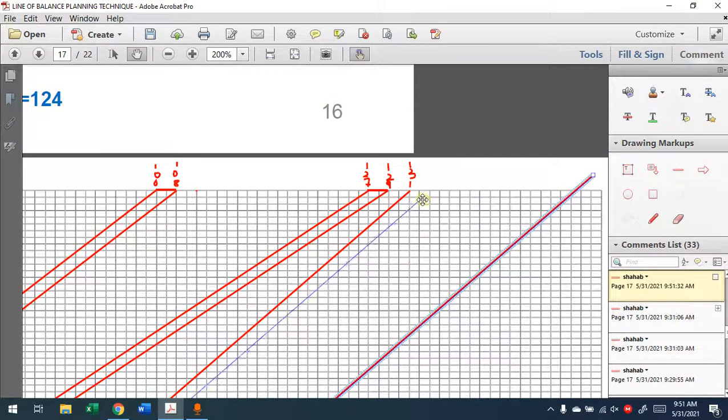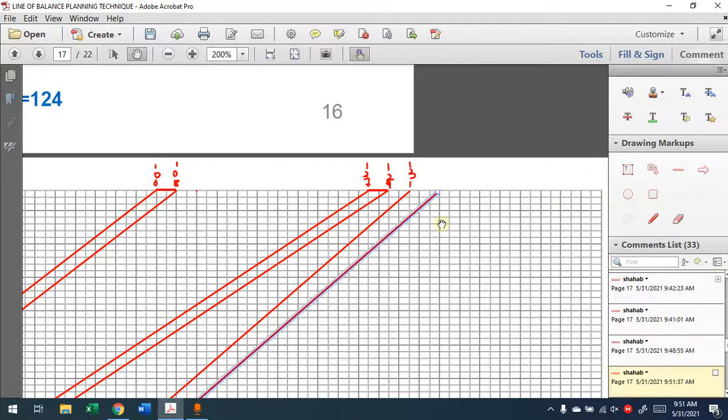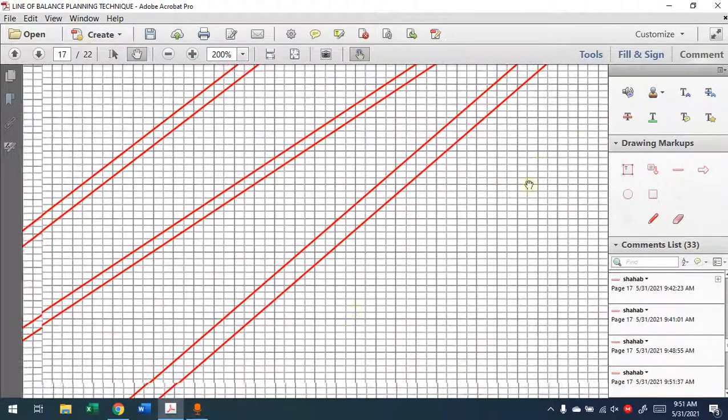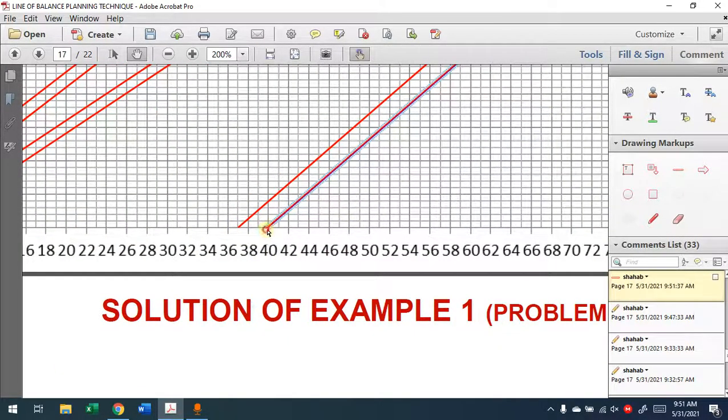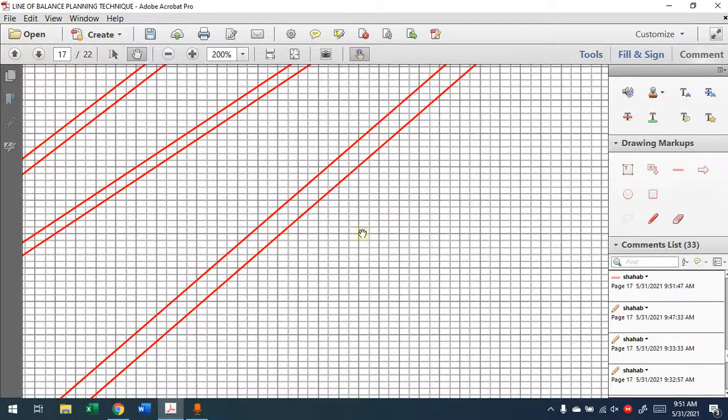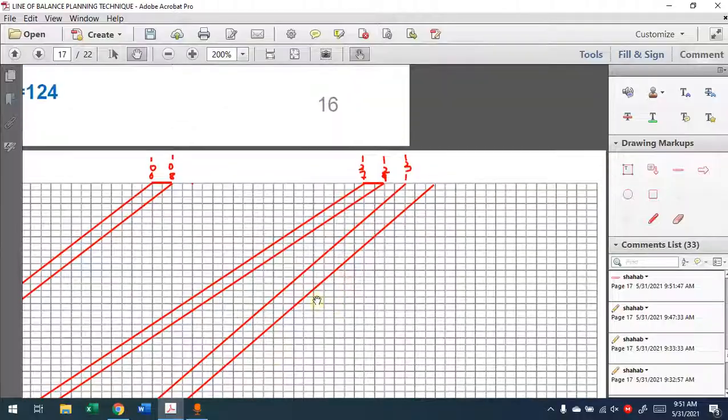I have 131, plus 1, 2, 3 days, that will be 134. At the bottom, same way. If this is 37, 40 will be the end of it. If you start with 37, 3 days, 40 will finish. So these two lines are supposed to be parallel, because they indicate the same activity.